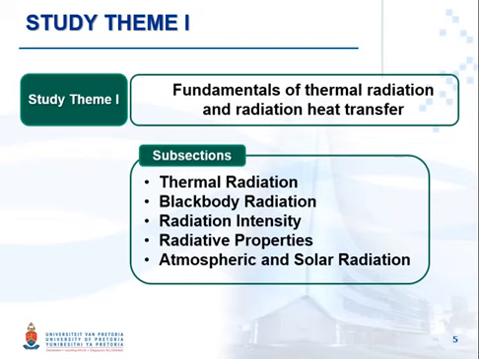We will spend quite some time on blackbody radiation. When we are done, we move to the next subsection and we speak about solid angle, irradiation, and radiosity. Then we continue our lectures on radiative properties of materials. We will talk about emissivity, absorptivity, reflectivity, and transmissivity. We will go through Kirchhoff's law, and then we study the greenhouse effect, and at the end of this section we will speak about atmospheric and solar radiation.